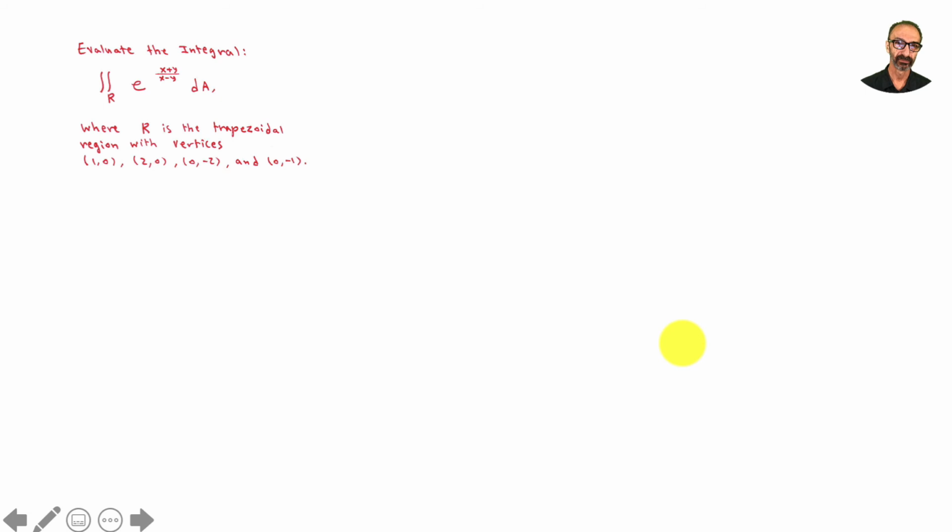Evaluate the integral. Now you might say, as I said earlier, why do we need change of forms? It's too much work. Do we need it? And so on. Well, look at this one here. Evaluate the integral e to the power x plus y over x minus y dA, where R is the trapezoidal region with vertices 1, 0, 2, 0, 0, negative 2, and 0, negative 1. How are you going to do this? That's not a regular substitution, and that's not cylindrical polar form. We're going from point to point to point to point, and it's a trapezoid.